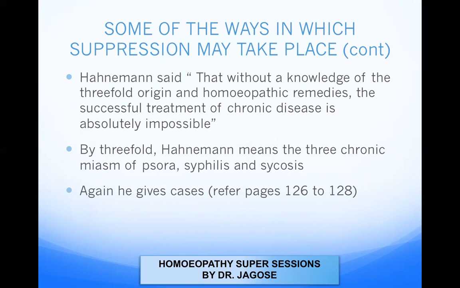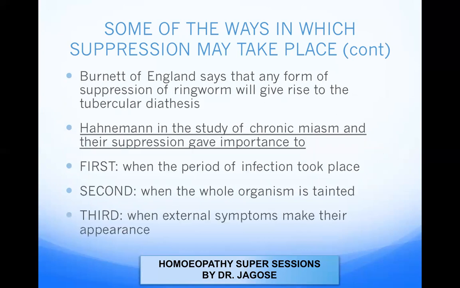So he says that if you want to treat a chronic disease successfully, you have to have the knowledge of the threefold origin and the homeopathic remedies. By threefold, Hahnemann means the three chronic miasms: psora, syphilis, and sycosis. Again, he gives many cases. Please refer to pages 126 to 128.